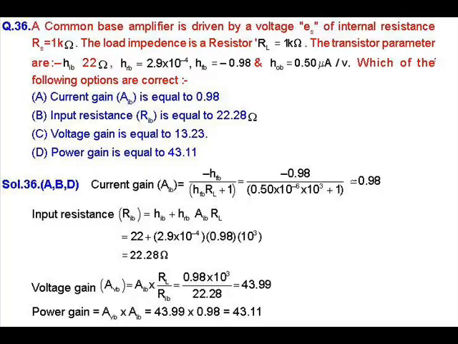Voltage gain AV can be calculated with the help of current gain, RL and input resistance. We can use the formula AV equals AI into RL upon RI. If we put the values calculated by us, we will find that AV, that is voltage gain, is equal to 43.99. Further, we can also calculate the power gain because voltage gain and current gain are already calculated. So we can calculate power gain directly by multiplying voltage gain and current gain. That is 43.99 into 0.98, which will be equal to 43.11.